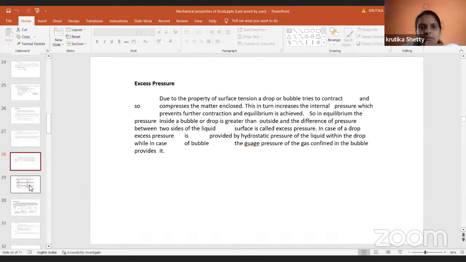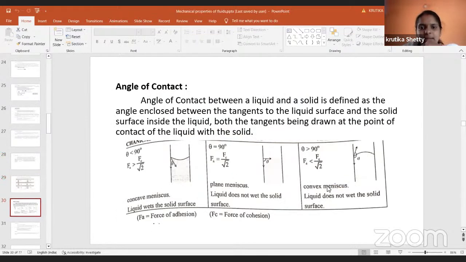Yes, so just now I told you about the angle of contact. So this is regarding the excess pressure. Now let us go on discussing the question answers. If there is anything else, I will explain it there, okay?